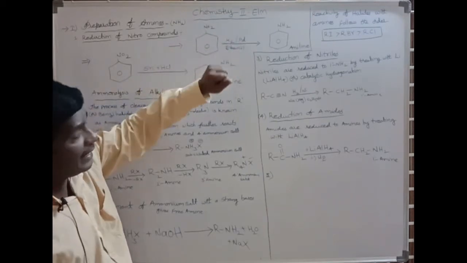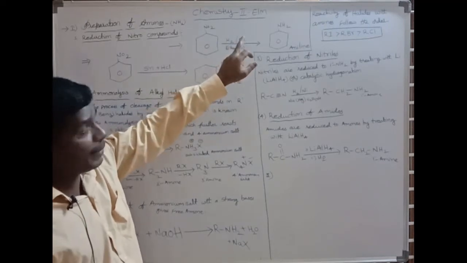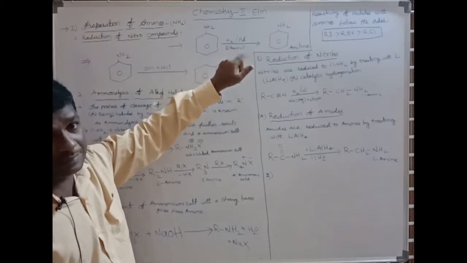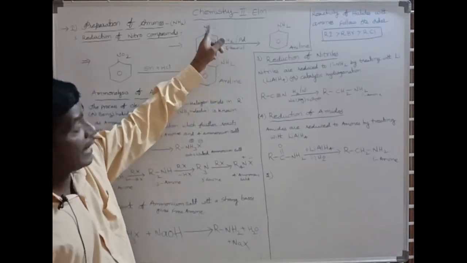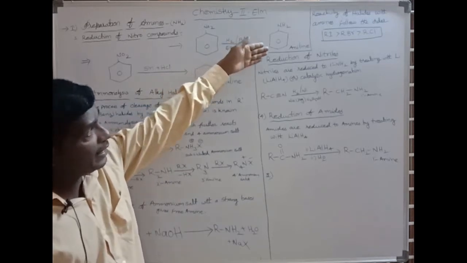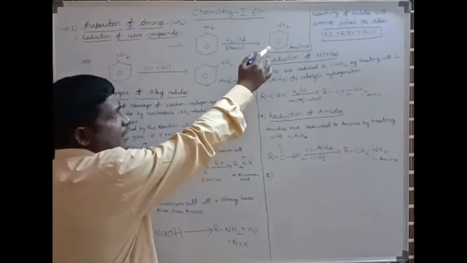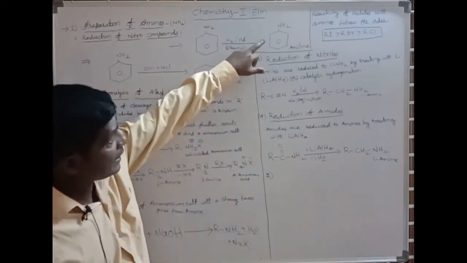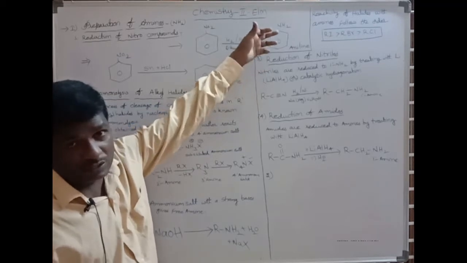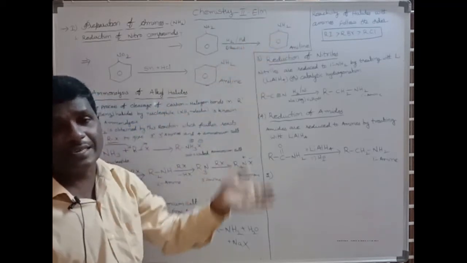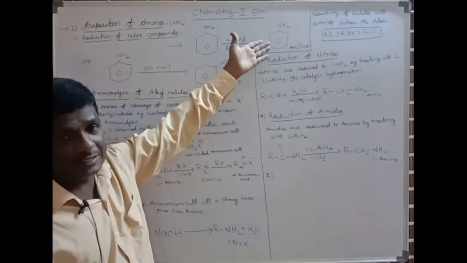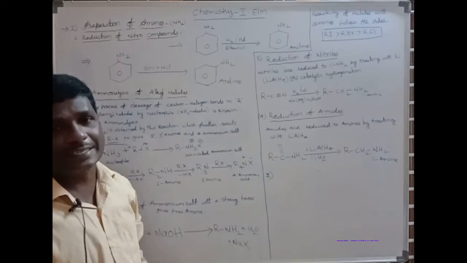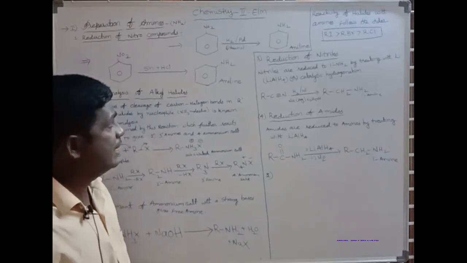with finely divided nickel or platinum or palladium catalyst in the presence of ethanol. Then the nitro compound is reduced to aniline, which is also known as a primary amine. Here the NH2 functional group is bonded with the aryl group. Aryl is also known as the benzene group. Benzene bonded with NH2 is known as the aniline compound.